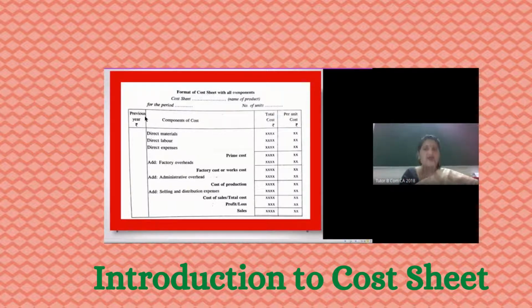To that, we add the factory overheads to arrive at the factory cost or works cost. It is directly related to the production process. All other indirect expenses directly related to the production process will be brought under that category, factory overhead. The word overhead indicates indirect expenses.